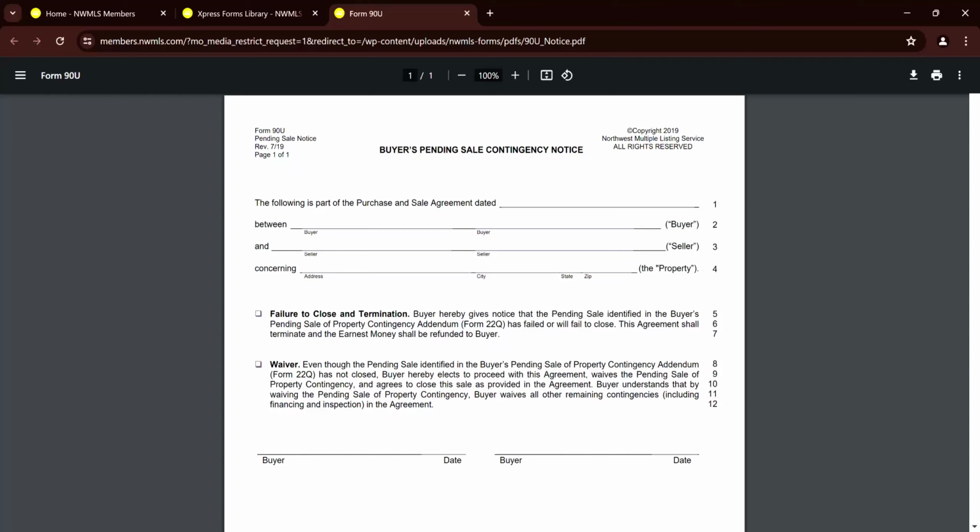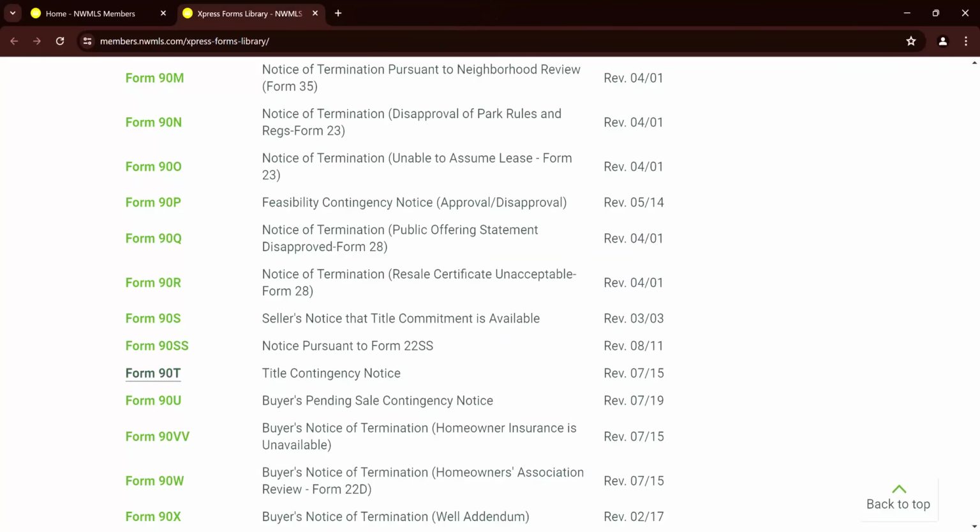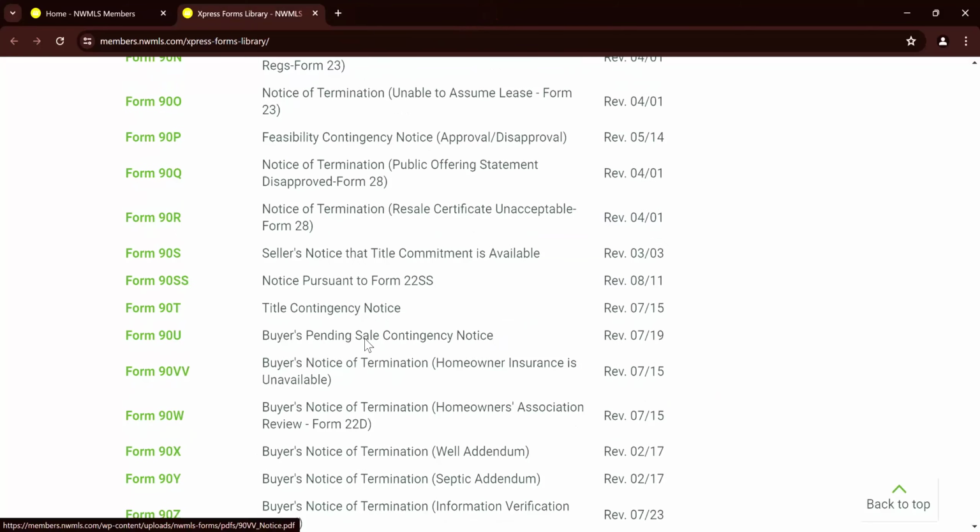So it kind of falls along the same line. If you're using a 22Q pending sale, that's not the 22B contingent property. That means you have a deal already under contract, and you're making an offer on a seller's property. This is the notice for those situations. All right, 90VV, this is buyer's notice of termination for homeowner's insurance being unavailable.